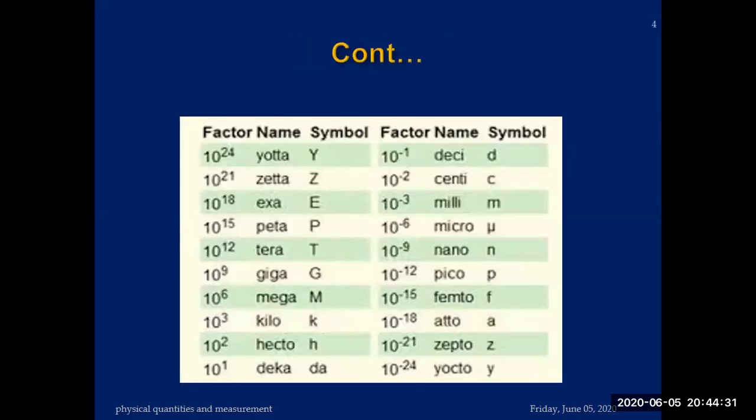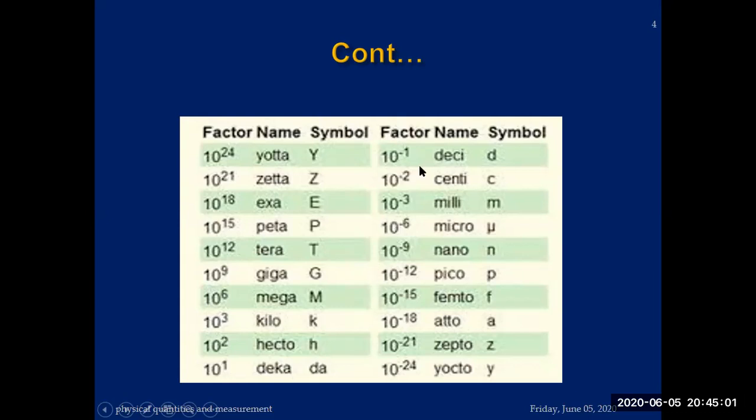Now here are some more examples. 10 raised to power 24 is yotta, written with Y. Then 10 raised to power 21, 18, 15, 10 raised to power 12 is tera, 10 raised to power 9 giga, 10 raised to power 6 mega, 10 raised to power 3 kilo, 10 raised to power 2 hecto, 10 raised to power 1 deca.